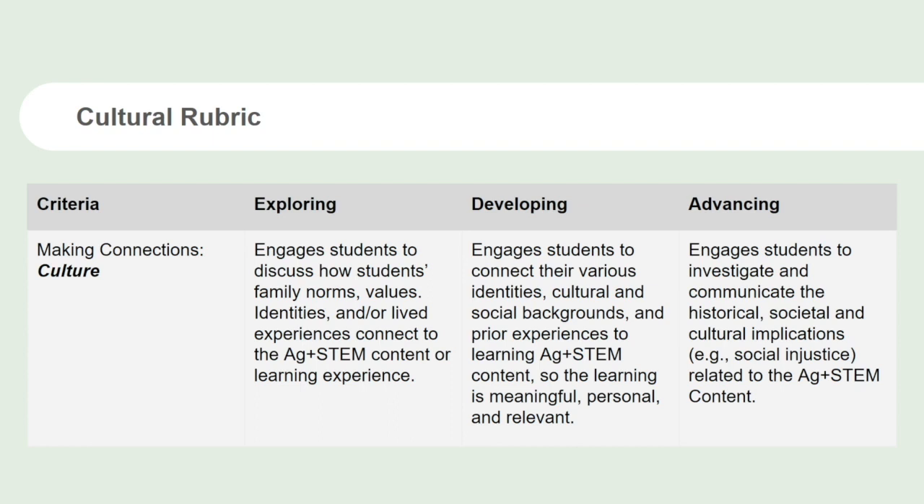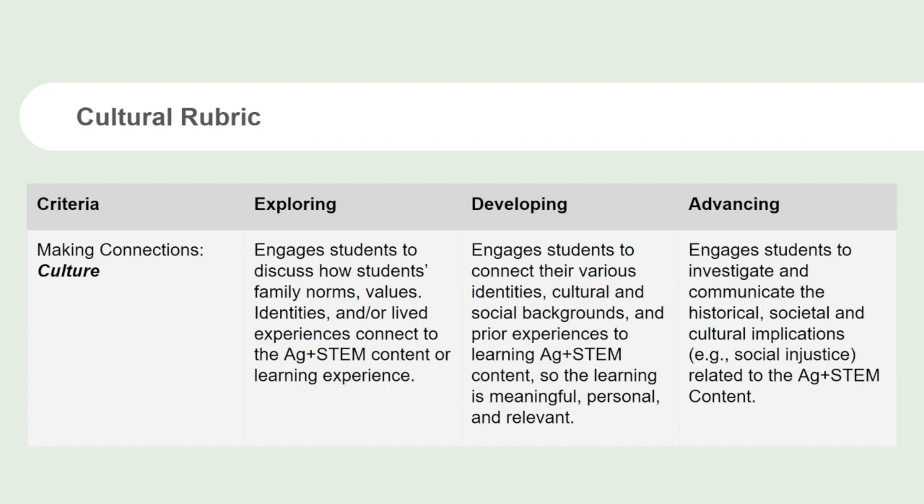This section of the framework focuses on cultural connections, so this outlines the criteria of making cultural connections and the 3 identifiers of whether it's exploring, developing, or advancing. For exploring, this engages students to discuss how students' family norms, values, identities, or lived experiences connect to the ag and STEM content or learning experience.